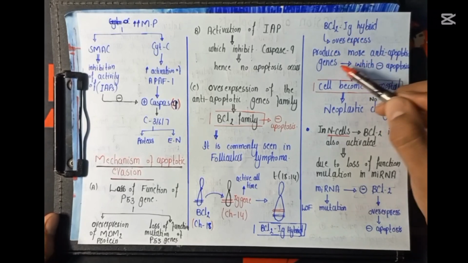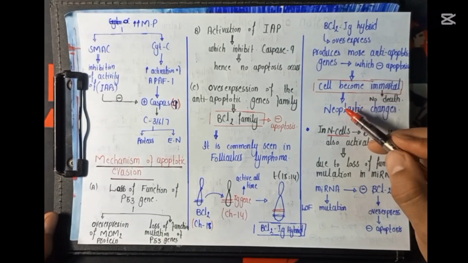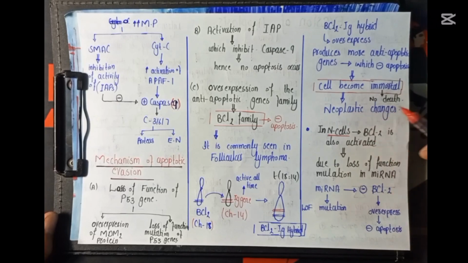more production of the anti-apoptotic gene, the BCL2 gene, and this BCL2 gene overexpression will lead to the inhibition of apoptosis and the cell becomes immortal, meaning that there will be no death of the neoplastic cell, and this will lead toward malignant transformation or neoplastic changes.